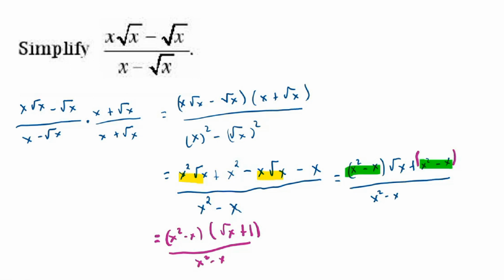So what can you say about this? The x squared minus x can be cancelled. So we have now the final answer, the square root of x plus 1. So this is our answer.